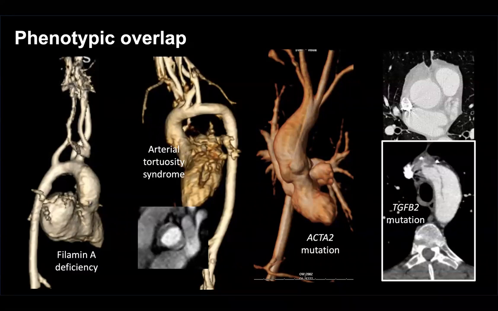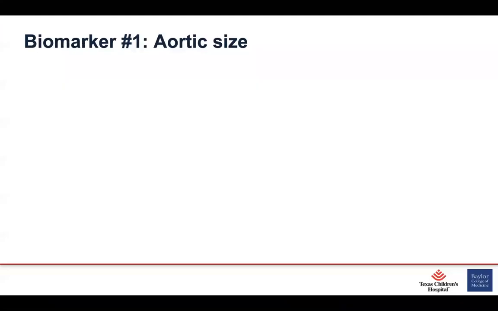ACTA2 mutations, like seen in the third person, can cause multisystemic smooth muscle dysfunction syndrome, which is what this young woman has. And you can see she has pretty severe aortic root and ascending aortic dilation. And we know that there's a risk of aortic dissection in this population, but when do we have to worry? The last image is a patient with Loeys-Dietz type 4 who has a pathogenic TGF-beta2 mutation. And you can see from this image that the patient has already had a dissection in the arch and the risk was not recognized beforehand. And how do we recognize that a person is getting close to the time of dissection so that we can prevent it with surgery? So we're going to talk about different biomarkers.